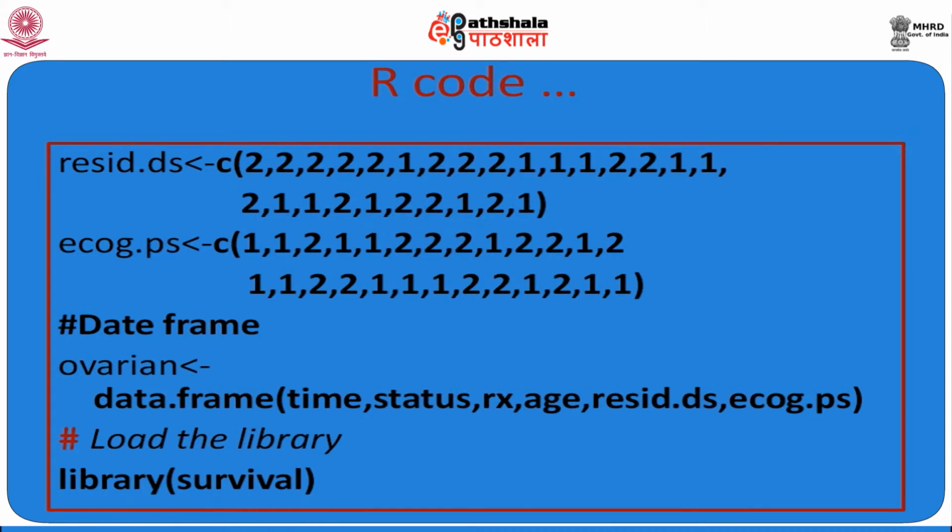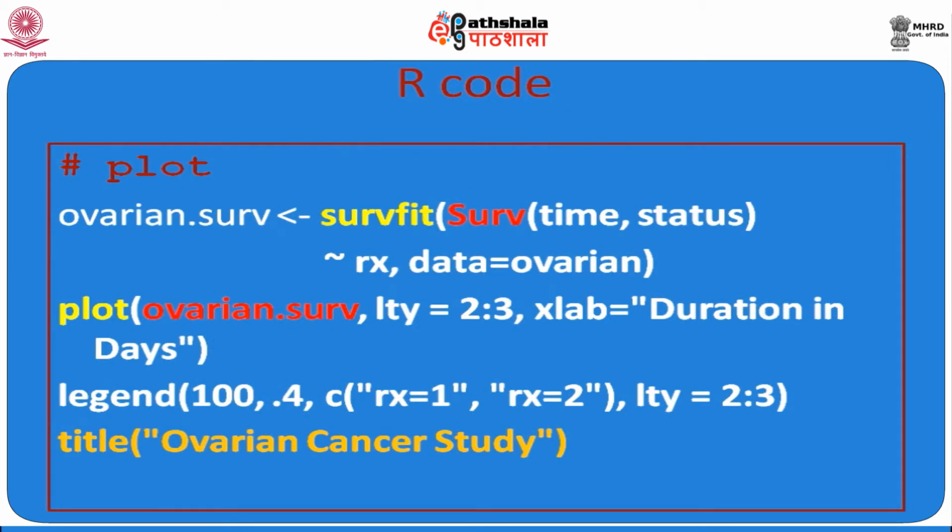Now the next step is to call the library called survival. With the survival library we will illustrate different procedures for parametric survival modeling. Now the next step, R code. Once we have the data set, under that data set here we have the Surv function.